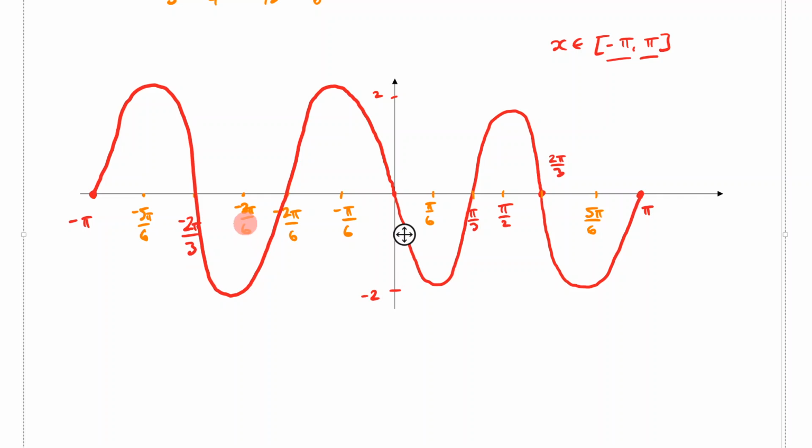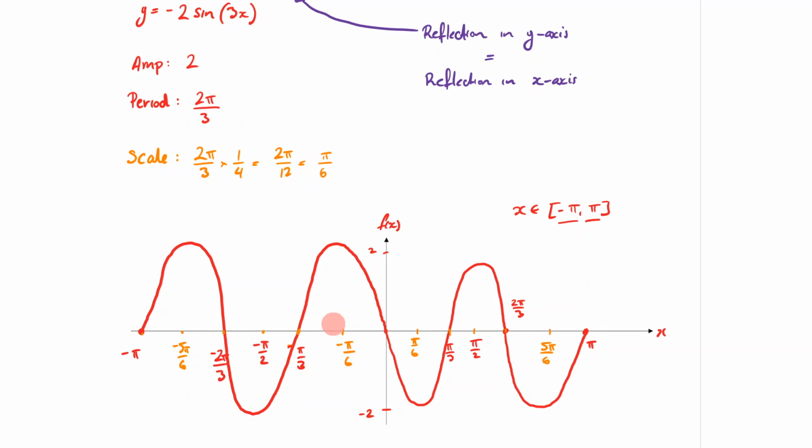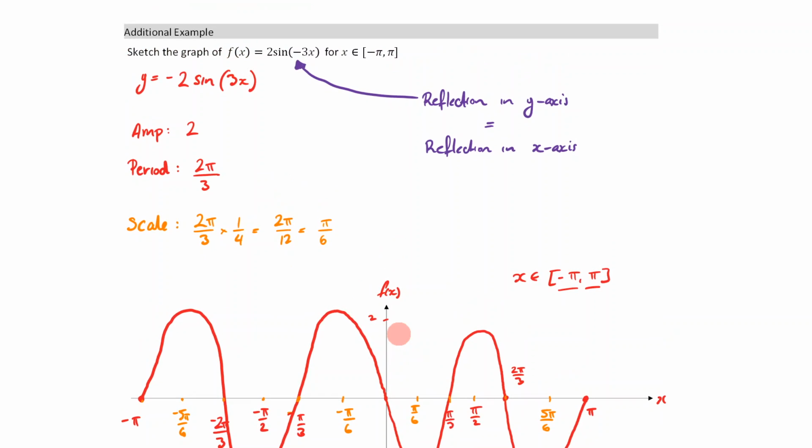Negative 3 pi on 6 is the same as negative a half pi. Negative 2 pi on 6 is the same as negative pi on 3. And then I've got negative pi on 6 there. I'm going up and down by my amplitude of 2. This was y, was it f of x? So I've got everything labeled. I'm going up and down by 2. I've got negative pi, negative 2 pi on 3, negative pi on 3, 0, good, pi on 3, 2 pi on 3, and then to pi. This all looks good. I've reflected correctly.